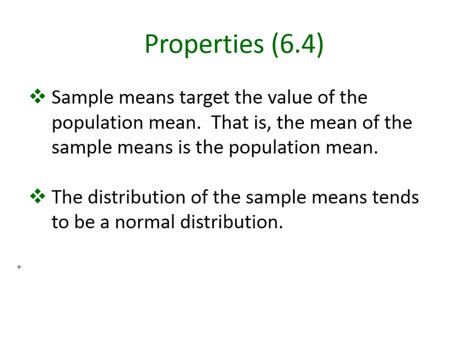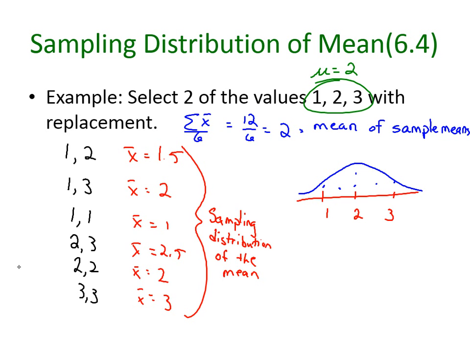Also, the distribution of the sample means tends to be a normal distribution. Again, this one came out tending towards a normal distribution. It's not going to be perfect when you're working with each of these different things, especially when you've got such a small population and such a small amount of samples that we're working with. It didn't give us that great normal distribution.